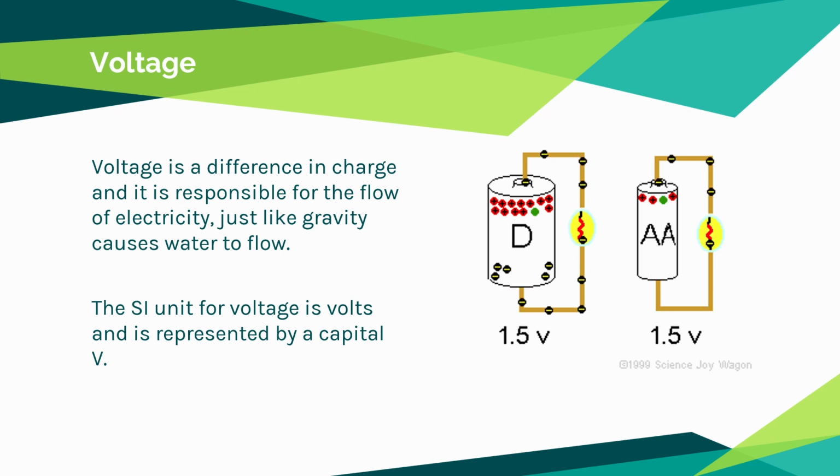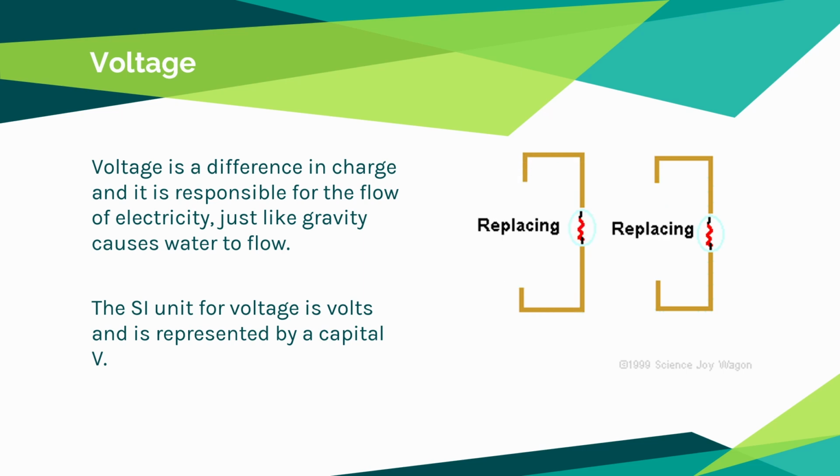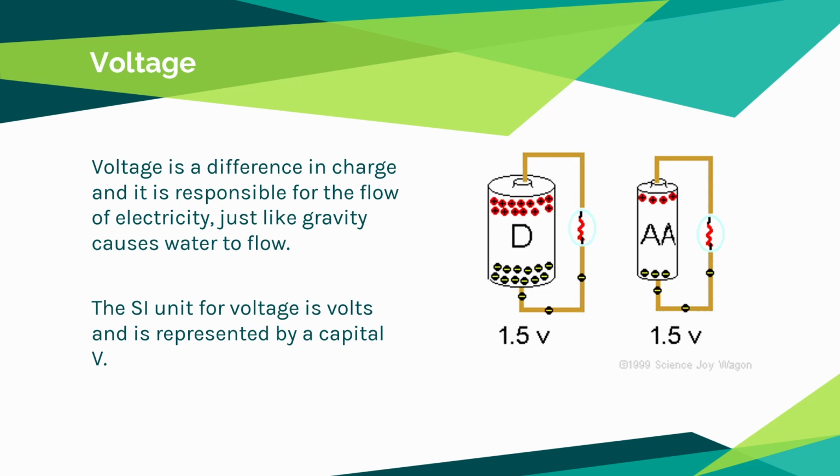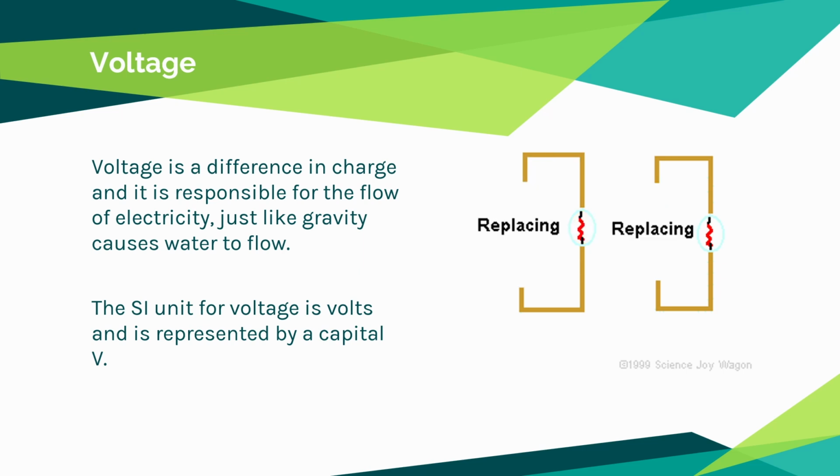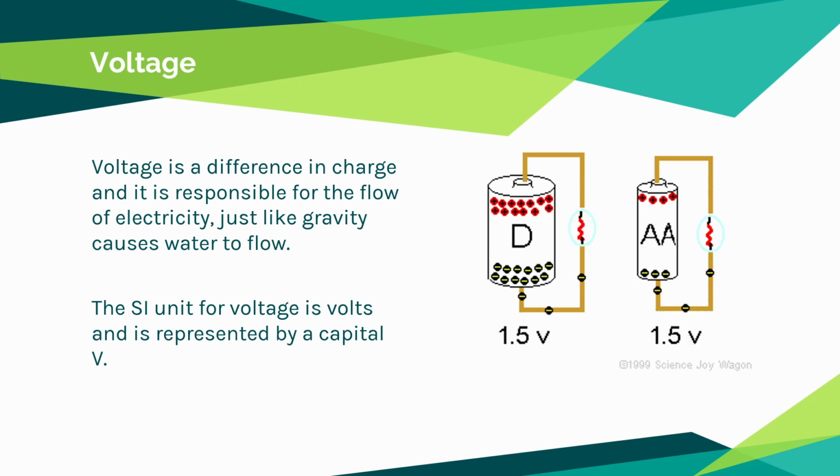Voltage is a difference in charge, or more accurately, a difference in electrical potential. It is what pushes charges through a circuit. Without a voltage difference, charges would not have a reason to move in one direction. The SI unit for voltage is the volt, represented by the capital letter V.